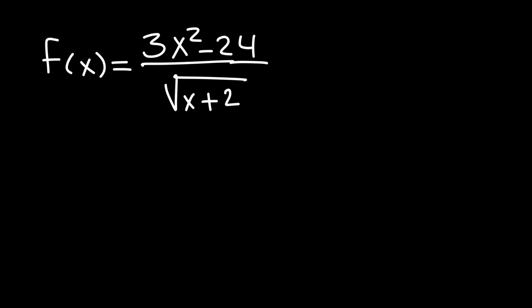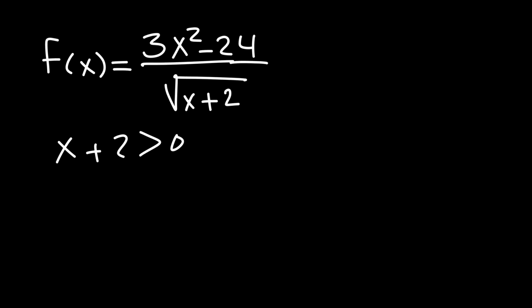Let us take one more example. f of x equals 3x squared minus 24 divided by the square root of x plus 2. Try to solve this question, then check your answer. To find the domain, we should not have a 0 in the denominator, and we have a square root as well. So what we should do, we should put x plus 2 greater than 0. Please note I did not put greater than or equal to 0, because we cannot have a 0 in the denominator. If we have a 0, our function will be undefined.